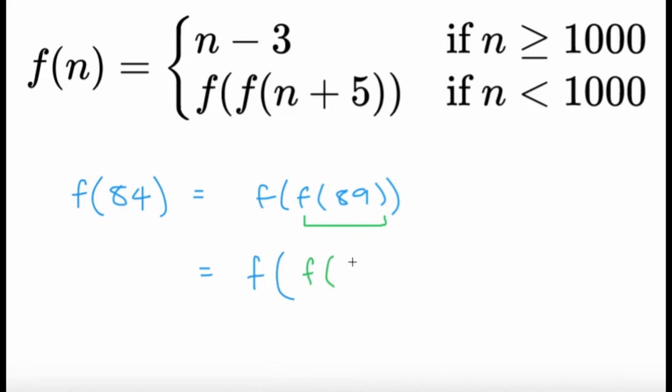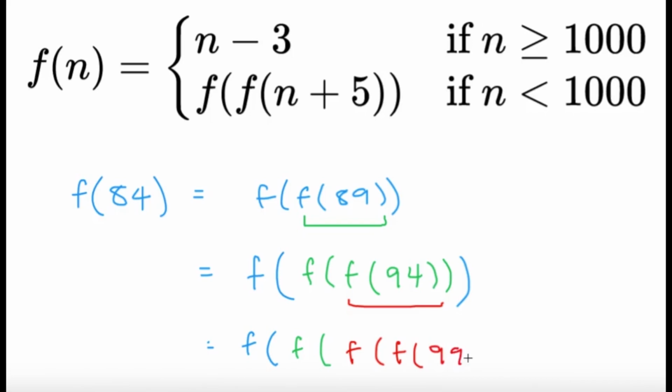It becomes f of 94. And I think you guys can see where we're going here, because to get f of 84, I now need f of 94. So I'll have to get what f of 94 is. If I do that, it's going to be f of f of 99. We're getting a lot of f's here. And then we technically have to do this until probably we reach 1000 before we can simplify stuff. So if you're going to write this down by hand, it's going to take a lot of f's.